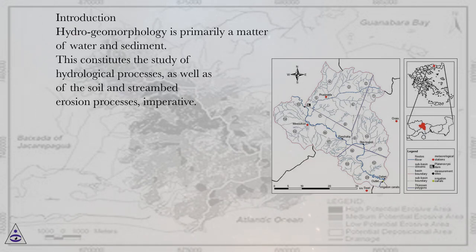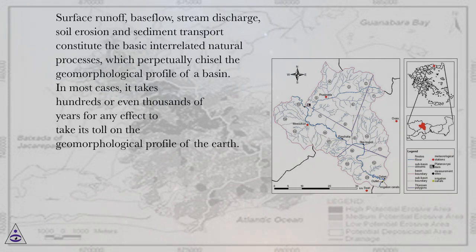Hydro-geomorphology is primarily a matter of water and sediment. This makes the study of hydrological processes, as well as of soil and streambed erosion processes, imperative. Surface runoff, base flow, stream discharge, soil erosion and sediment transport constitute the basic interrelated natural processes, which perpetually chisel the geomorphological profile of a basin.